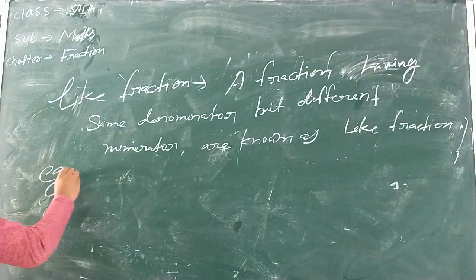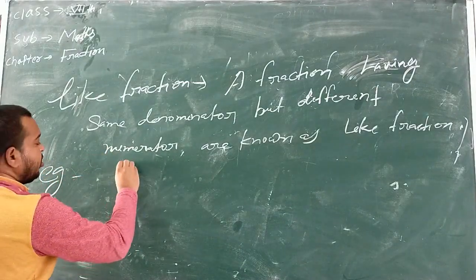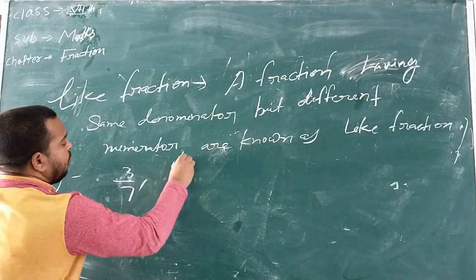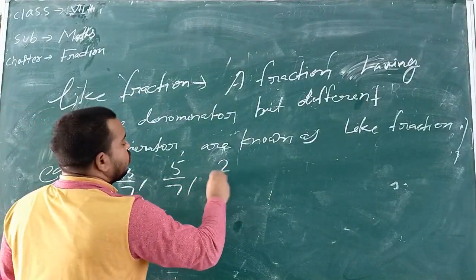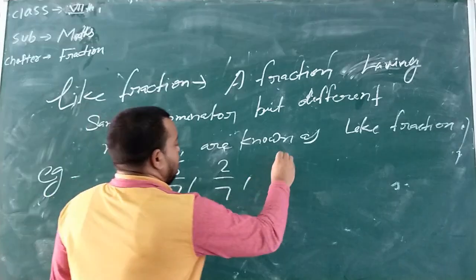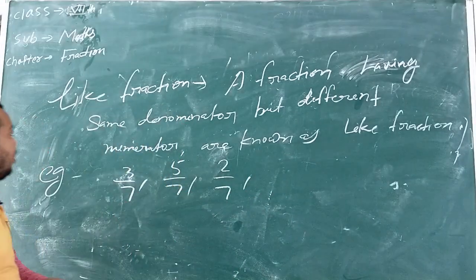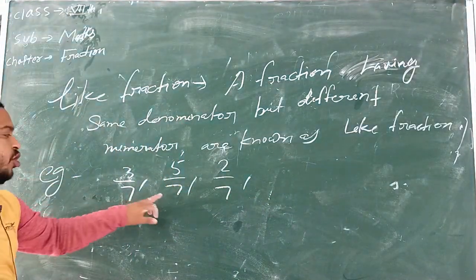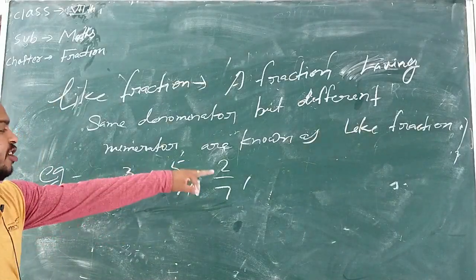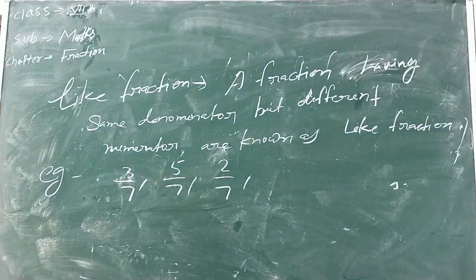For example, 3 by 7, 5 by 7, 2 by 7. These are all like fractions because the denominator is the same but the numerators are different. So these are like fractions.